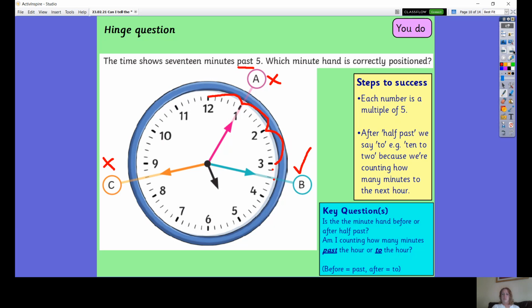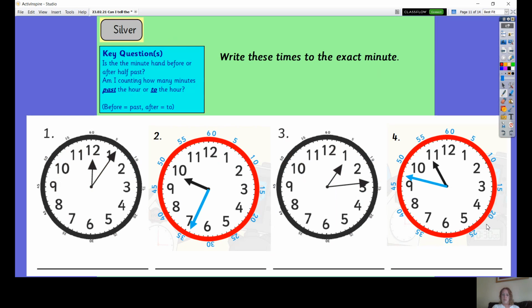Okay, moving on to your activities for today. Oh, I need to move myself out of the way. Get out of the way, Mrs. Eggleshaw. You're covering up a clock. Doesn't want me to get out of the way. It wants to stay there.